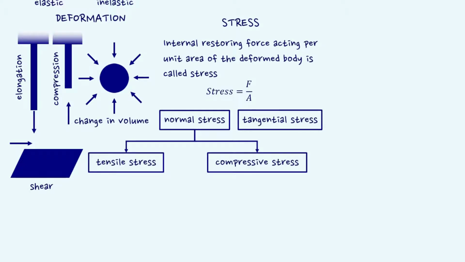The stress developed in a body depends on how the external forces are applied over it. On this basis, there are two types of stress, namely normal stress and tangential stress. In normal stress, the deforming force is applied normally to the surface of the body. In tangential stress, the deforming force is applied parallel to the surface of the body.